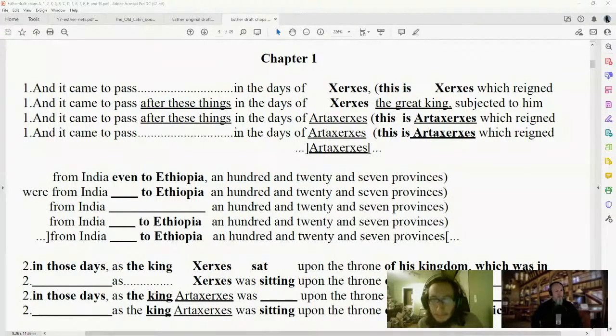So now, again, remember, Xerxes is the correct name, not Artaxerxes. So the Septuagint incorrectly says from India only. It doesn't say India to Ethiopia. All the other versions, including Josephus, say India to Ethiopia. So we know the full phrase is correct, and that the Septuagint just made a mistake there.